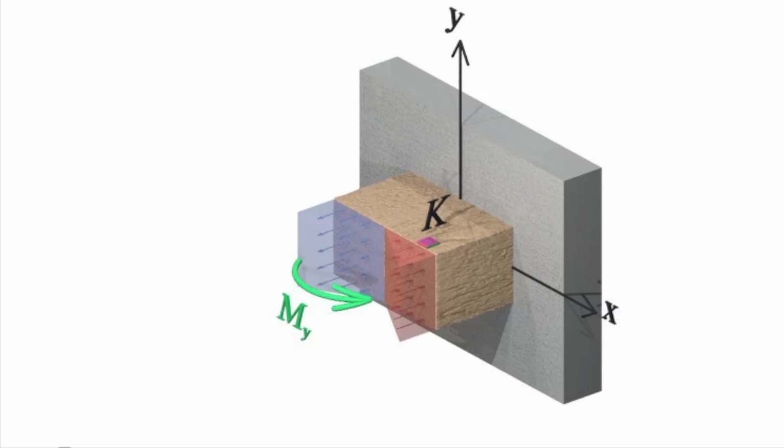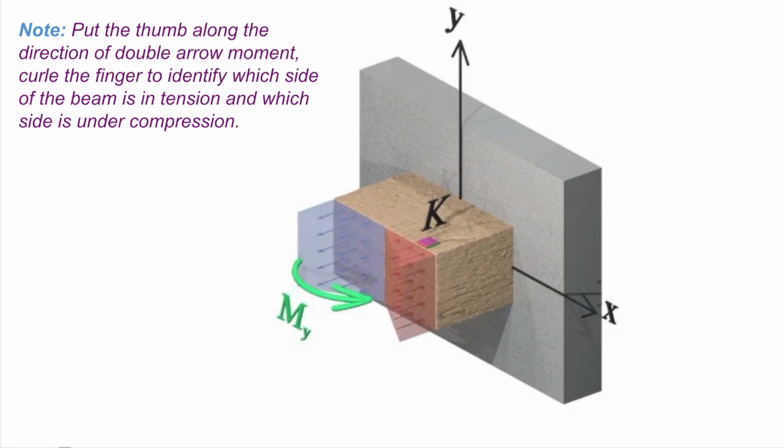Again, I can't emphasize how important this is. We do not take sign from the moment. We use the right-hand rule to see how the element is bending and what kind of stress is produced because of that bending. So stress at this point is going to be negative or compressive.